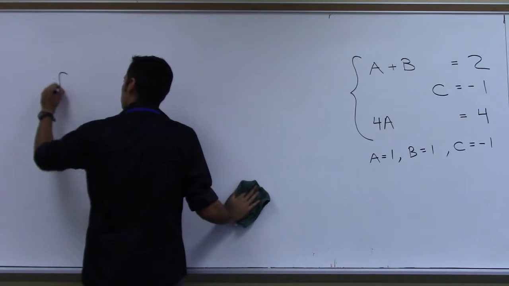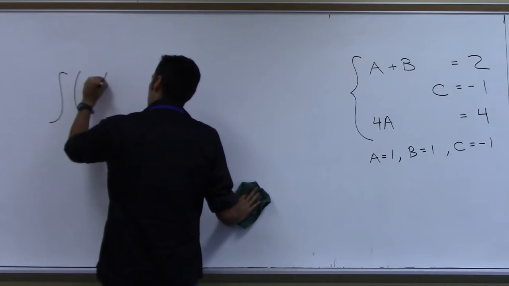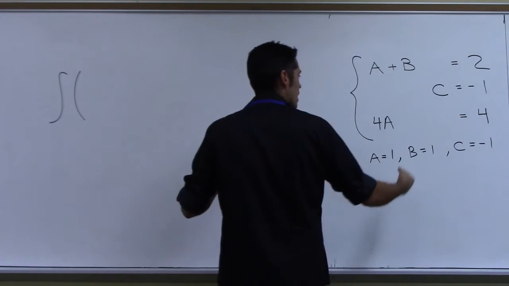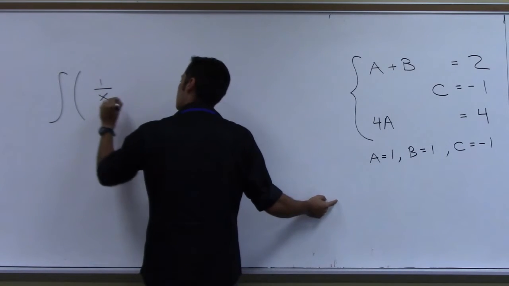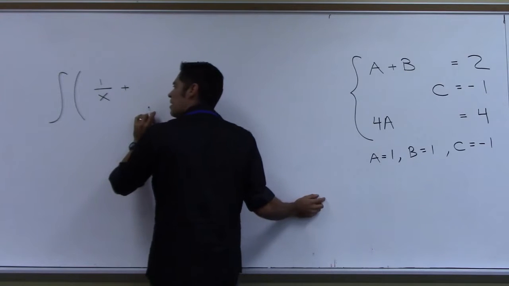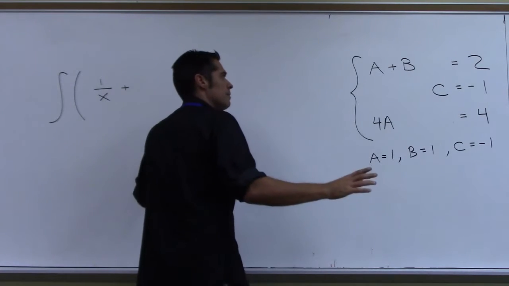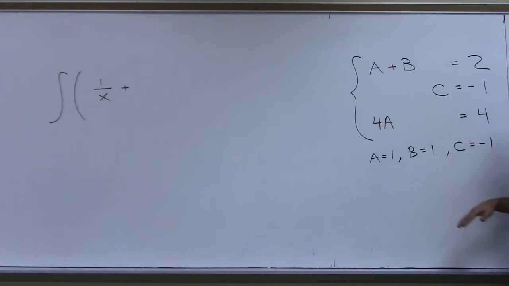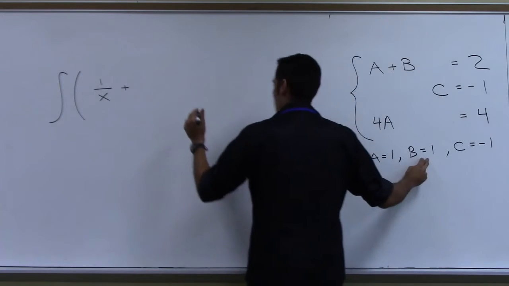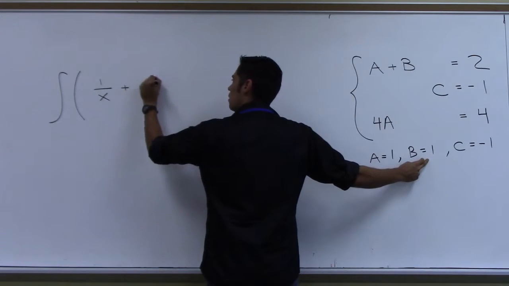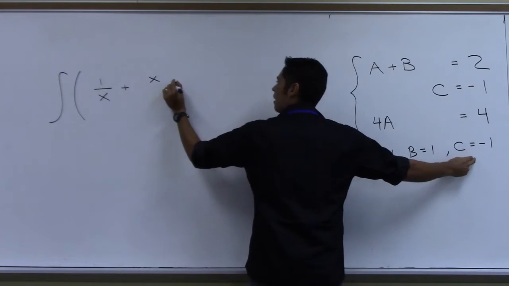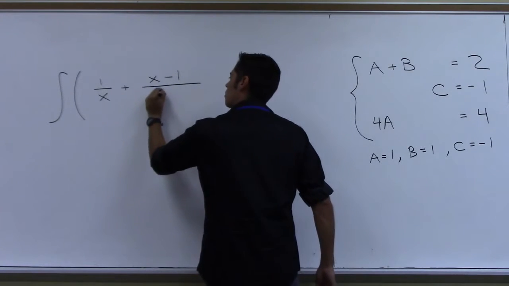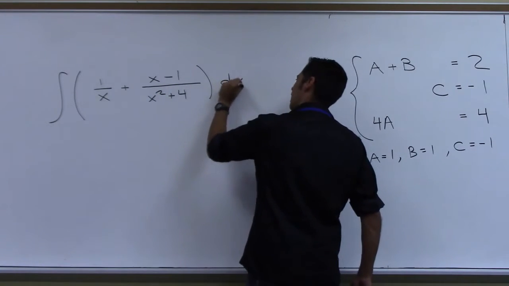So we have the integral. It was A over, sorry, I shouldn't write A. It was A over X, right? A over X. So A for us was 1, so 1 over X. Then it was plus, oh wait, didn't we do long division? No, we didn't, not on this one, never mind. Then it was bx plus c over x squared plus 4. Bx plus c, so b was 1. So 1x plus c, but what's c? Negative 1, so x minus 1, is that all right? Over x squared plus 4 dx.